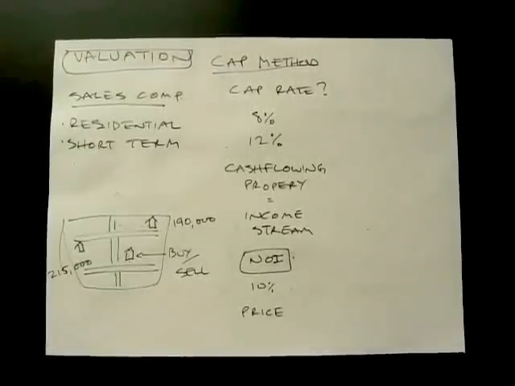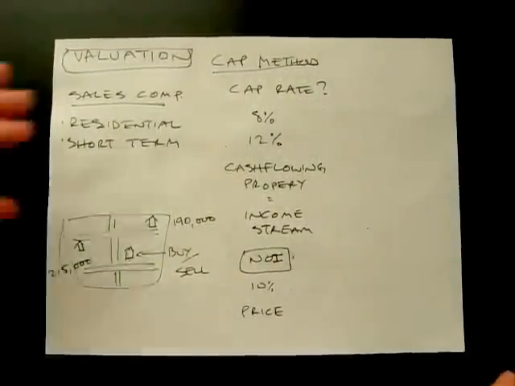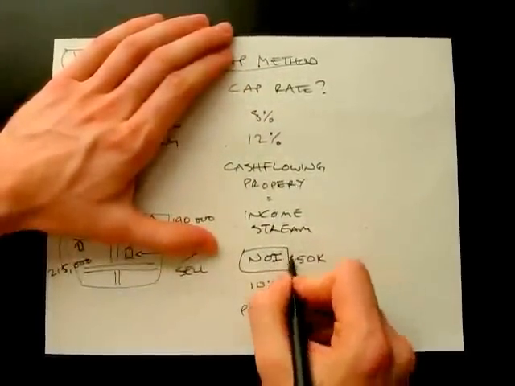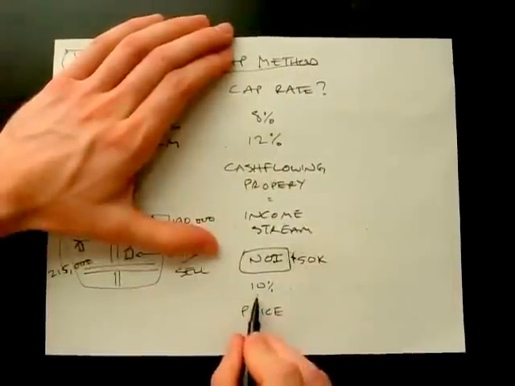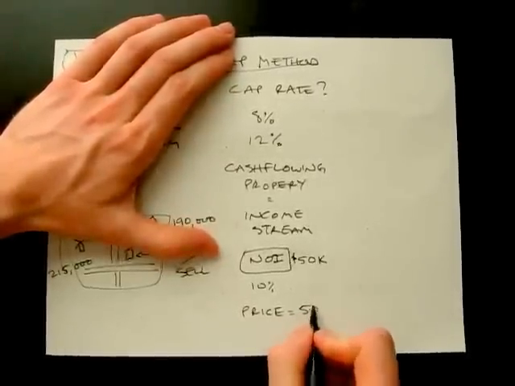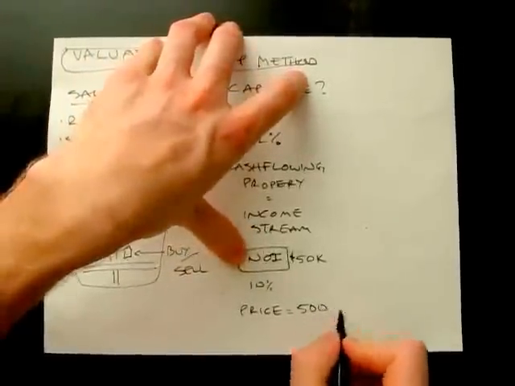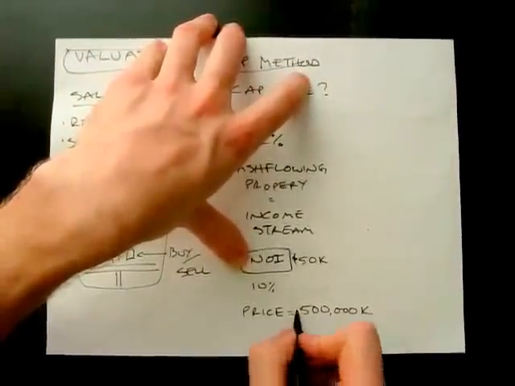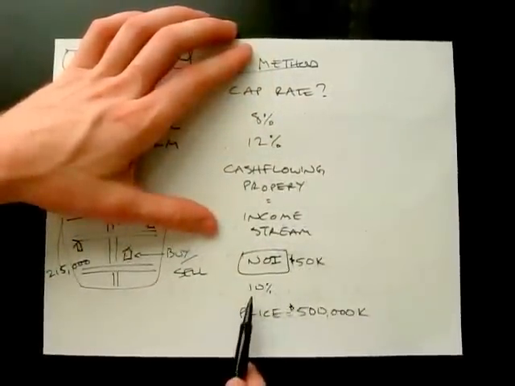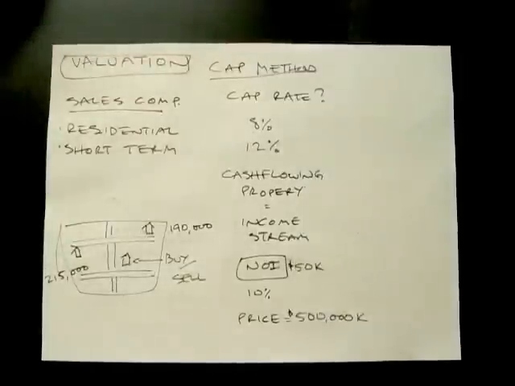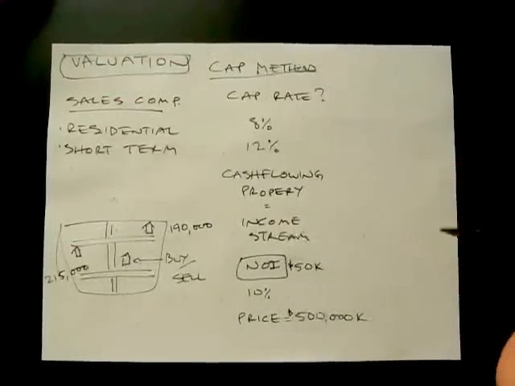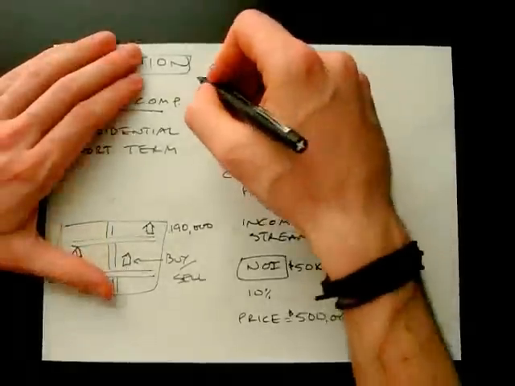So let's just go ahead and say that you've got a property with an NOI of $50,000. Your area has a 10% capitalization rate. That's what properties are selling for. So your price will be $500,000. The way that we got to that number was by taking the NOI and dividing it by 0.1. Once again, if you need a refresher on how the cap rate works in relation to NOI and price, you can refer back to one of our previous videos.